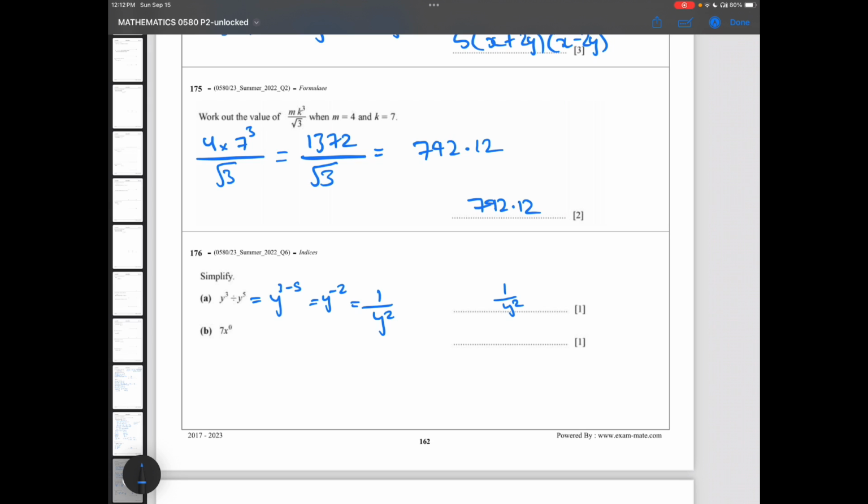In part B, it says 7 into x to the power 0. Any number to the power 0 is equal to 1. So x to the power 0 is 1, and the result is equal to 7. This is our answer.